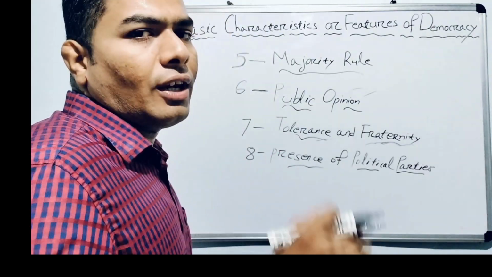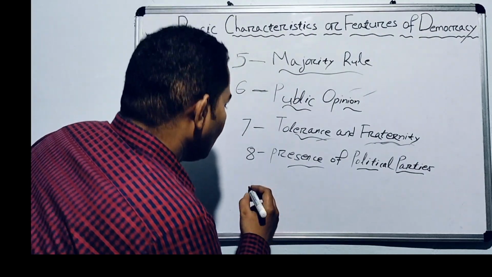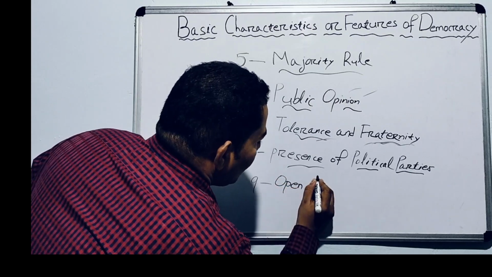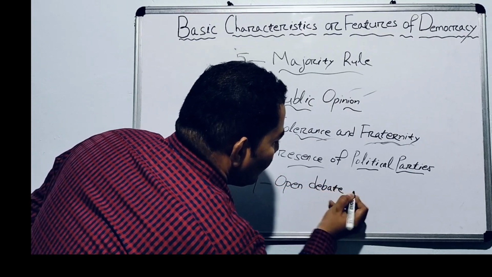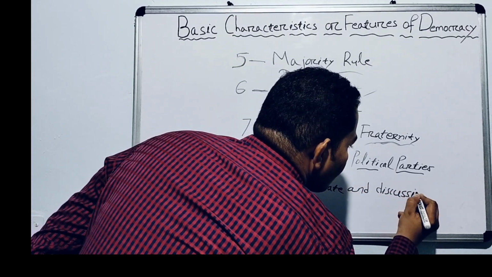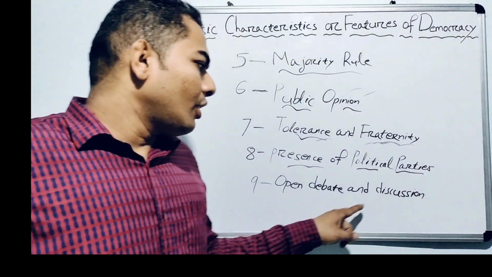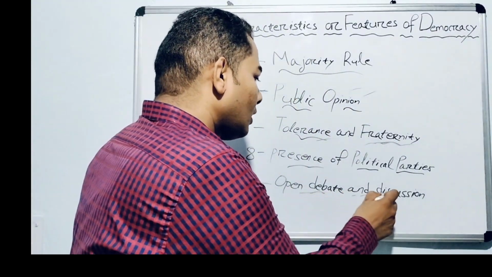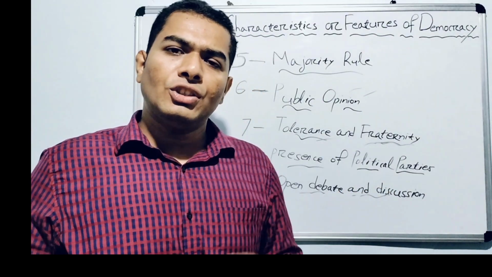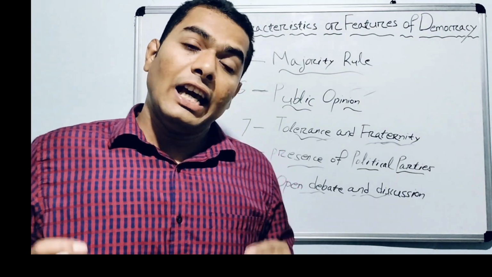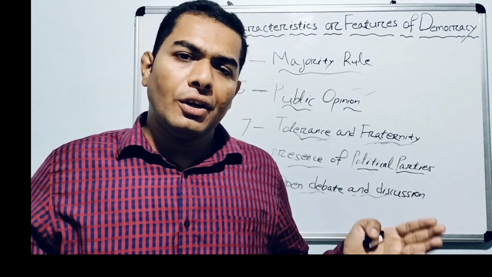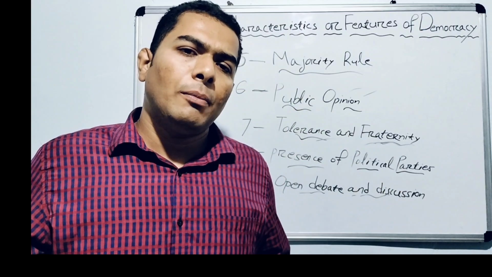So now we'll discuss another important feature. Another feature is open debate and discussion. This is also an important characteristic of democracy. What is open debate and discussion? It means that in democracy, all the people have the right to debate and discuss any matters of government, any matters of state, any problems or issues of the people.